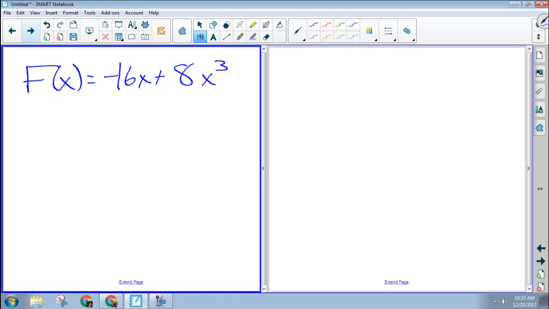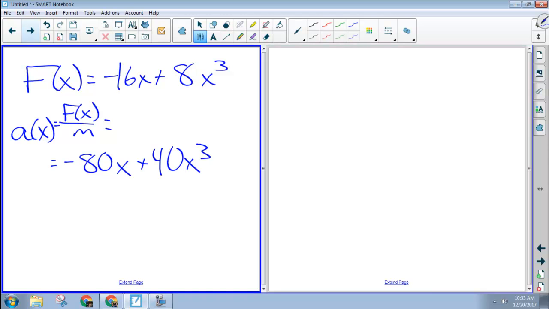Now we also knew the mass. So I ought to be able to get acceleration as a function of x by taking my force as a function of x and dividing it by the mass. That's just a scalar. Acceleration is net force over mass. The mass here was 0.2. If I divide all of this by 0.2, you end up getting negative 80x plus 40x cubed. So that's an expression for the acceleration as a function of x.